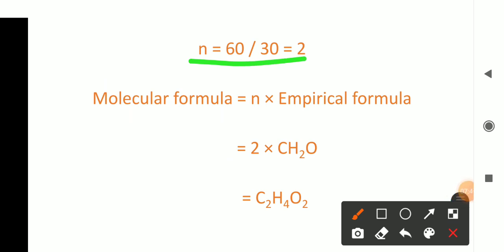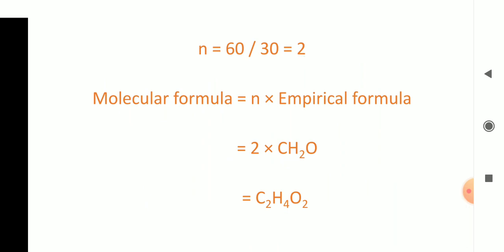And the formula for the molecular formula is equal to n into empirical formula. What is the value of n? n is equal to 2. So here 2, and the empirical formula is CH2O. By multiplying 2 with this CH2O, we can get C2H4O2. Only one carbon, 1 into 2, 2. 2 hydrogens, 2 into 2, 4. And 1 oxygen, so 1 into 2, 2. So the molecular formula of the compound is C2H4O2. Okay, so with this the problem ends.